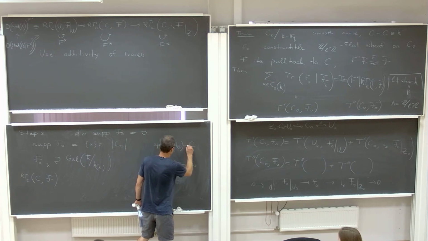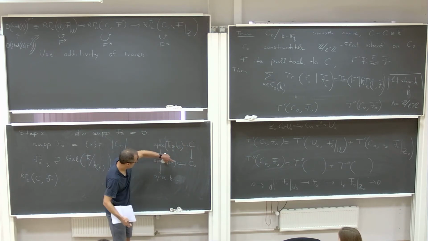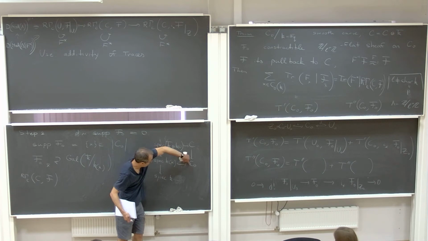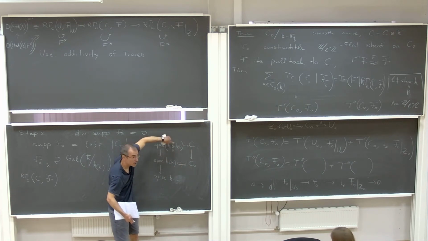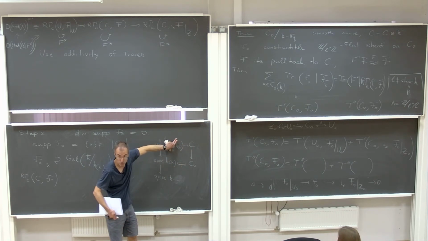Right? This is a Cartesian diagram. So I have a sheaf here. I can either go this way or I can go this way. And this is a finite collection of points.